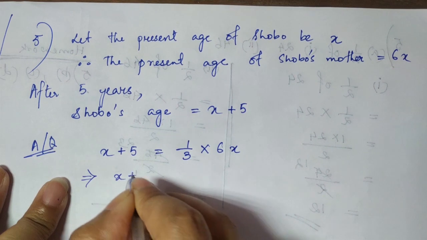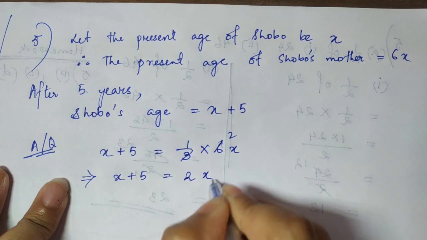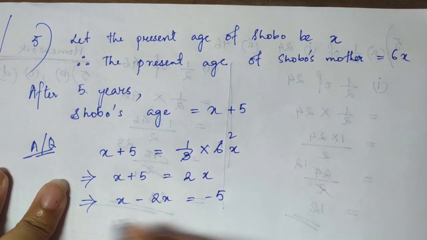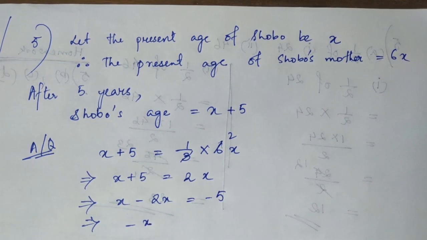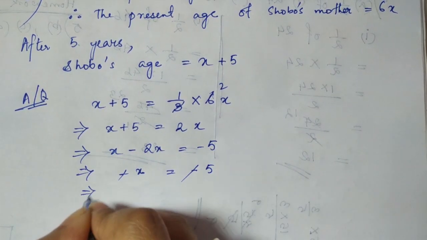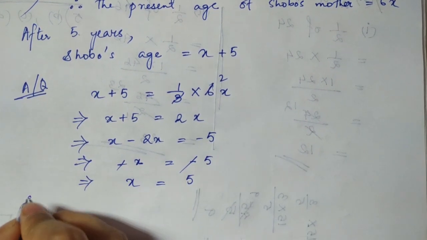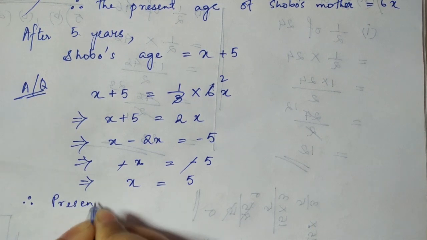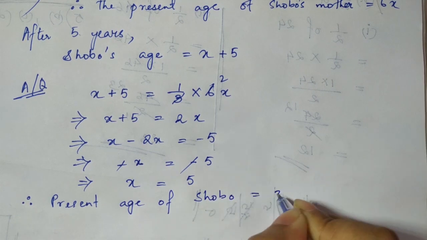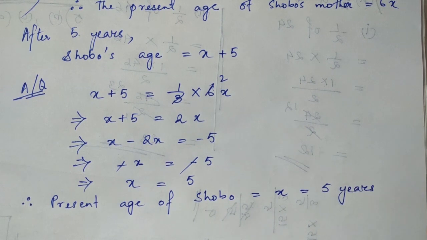Let's calculate this. Can I cancel this? Yes. So it will be equal to 2x. x minus 2x is equal to, this will go this side, minus 5. Minus x is equal to minus 5. Minus minus gets cancelled, so x is equal to 5. Now I have to calculate both of their present ages. So the present age of Shobo will be equal to x, which I have got as 5 years.